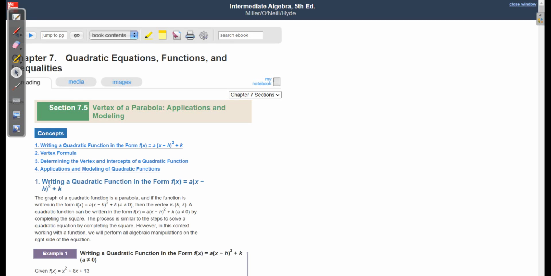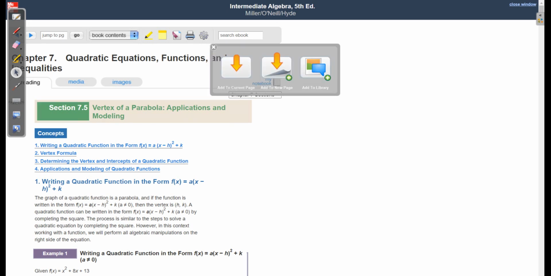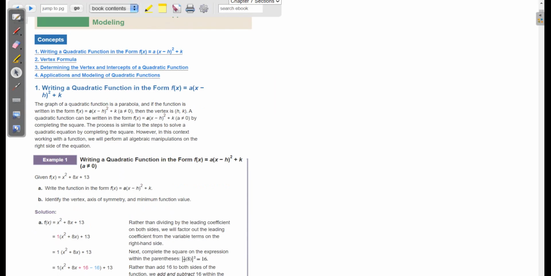Okay, so today we're talking about Chapter 7, Section 5, the vertex of a parabola, applications and modeling. Previously we had talked about completing the square, and it was kind of a long and tedious process. And I told you that when it comes to solving quadratic equations, that's always third on my list, right?